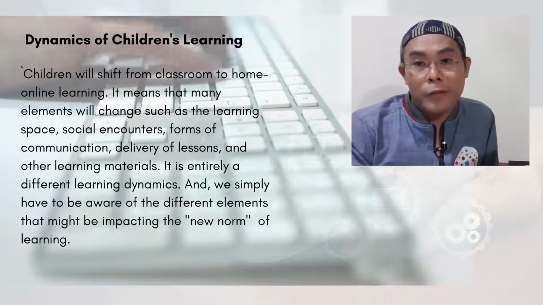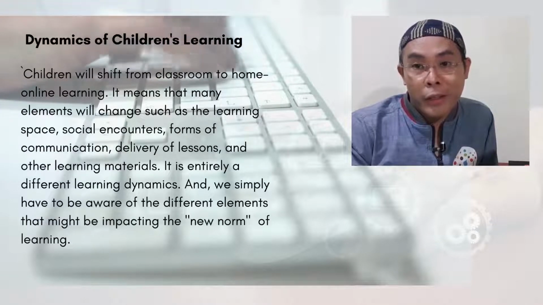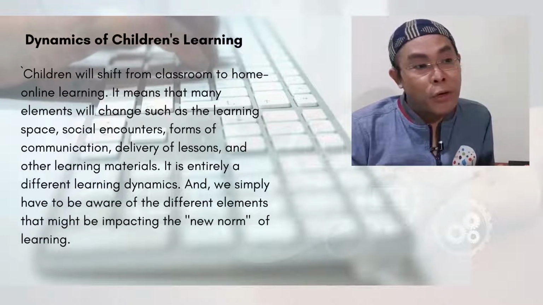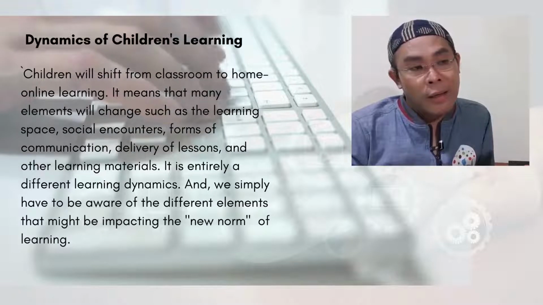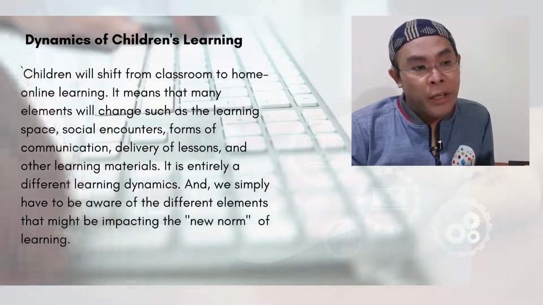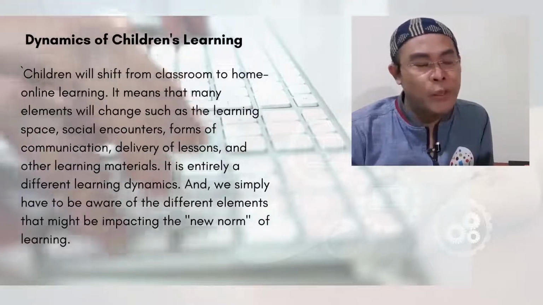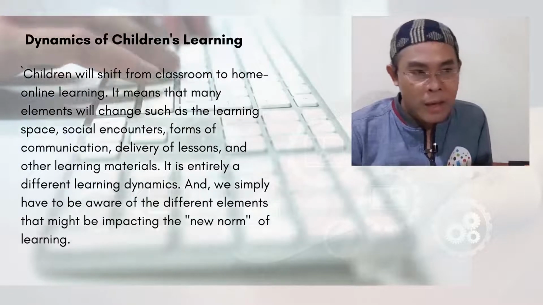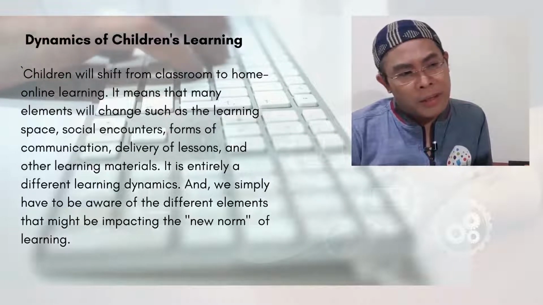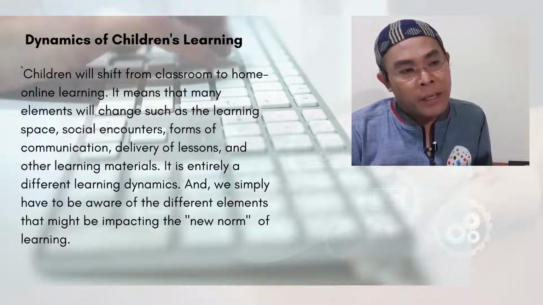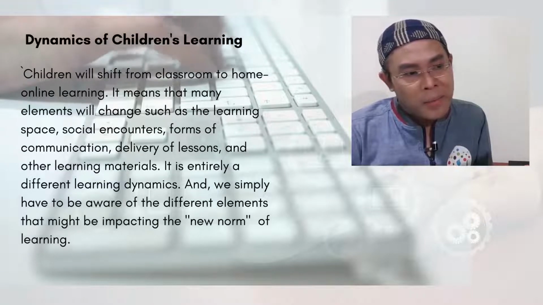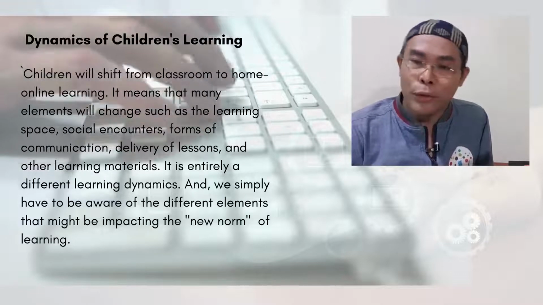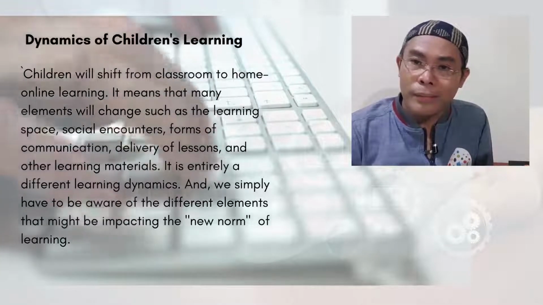The dynamics of children's learning in e-learning. Children will shift from classroom to home online learning. It means that many elements will change, such as the learning space, social encounters, forms of communication, delivery of lessons, and other learning materials. It is an entirely different learning dynamic, and we simply have to be aware of the different elements that might be impacting the new norm of learning.